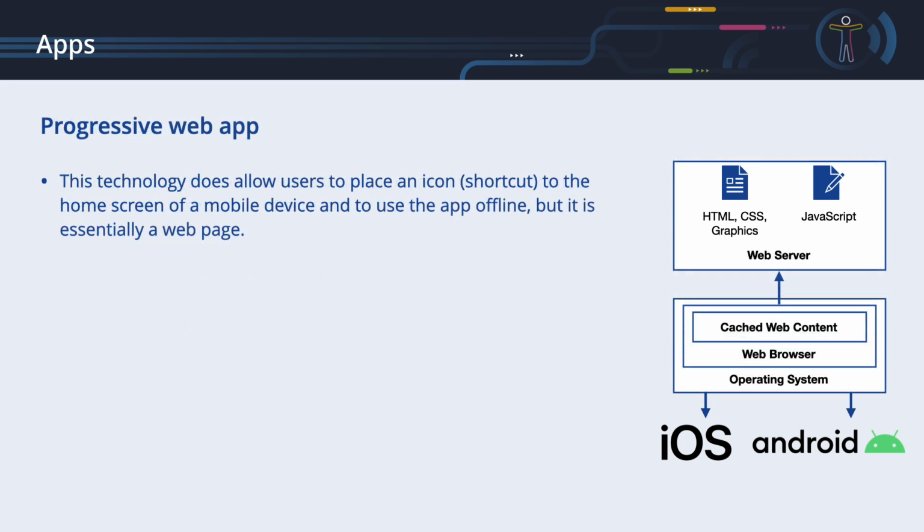Presence on the mobile application can also be achieved with a technology called progressive web app. This technology does allow users to place an icon as a shortcut to the home screen of a mobile device and to use the app offline, but it is essentially a web page. It is out of the scope of this presentation.